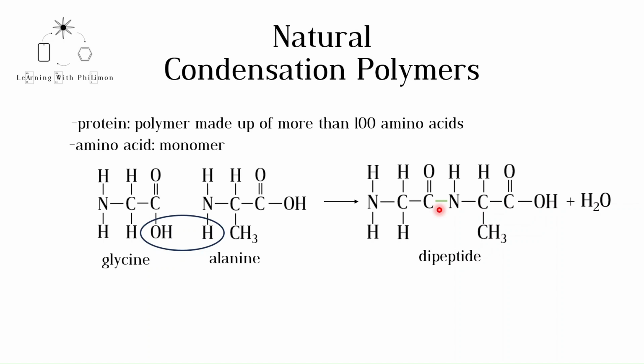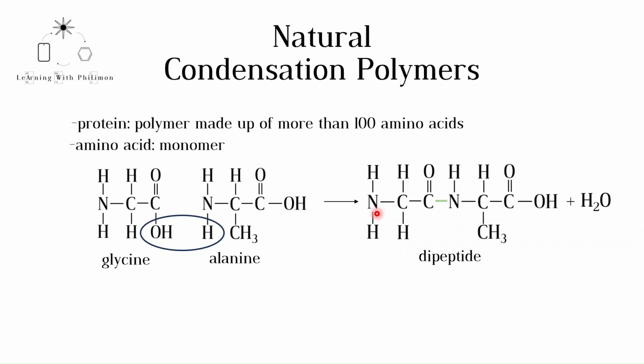When two amino acids bond together, they form a dipeptide. Note that the end carbon and nitrogen atoms can bond with other amino acids to form a polymer chain. When more than 100 amino acids join together in this way, we get a protein. Note that the body uses 20 different amino acids in different combinations, not just glycine and alanine.